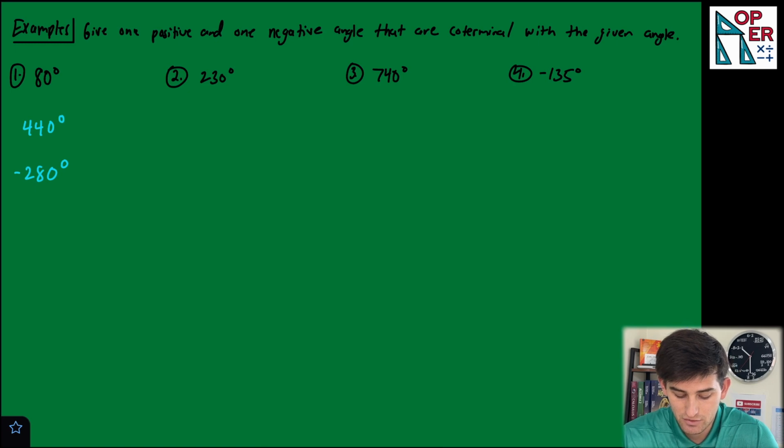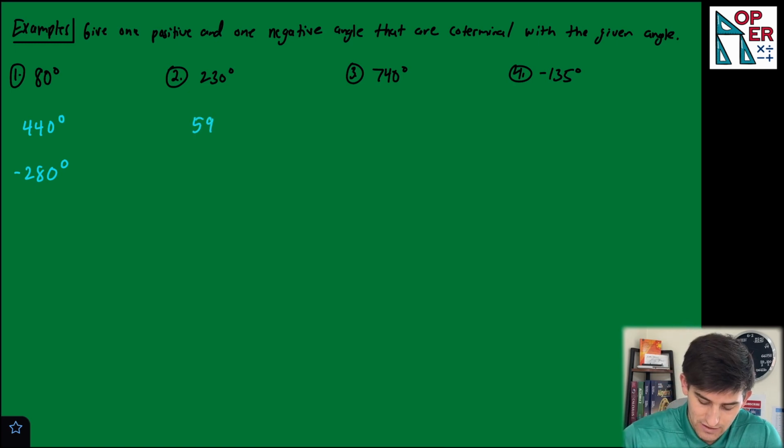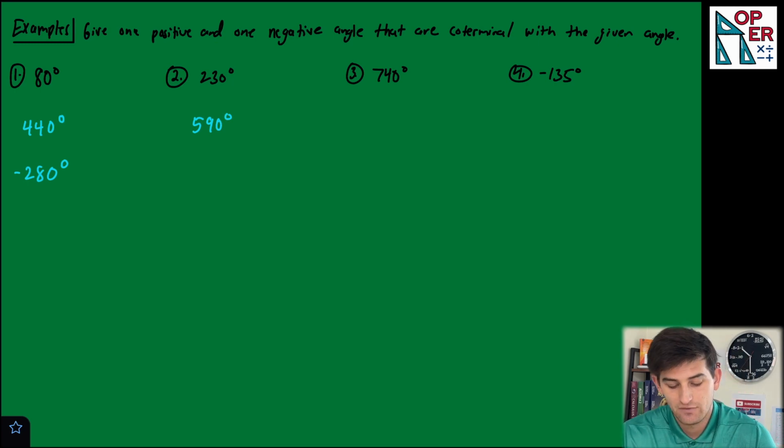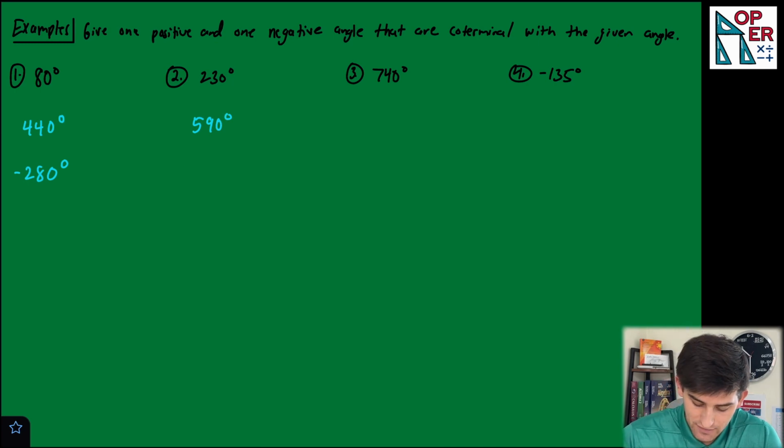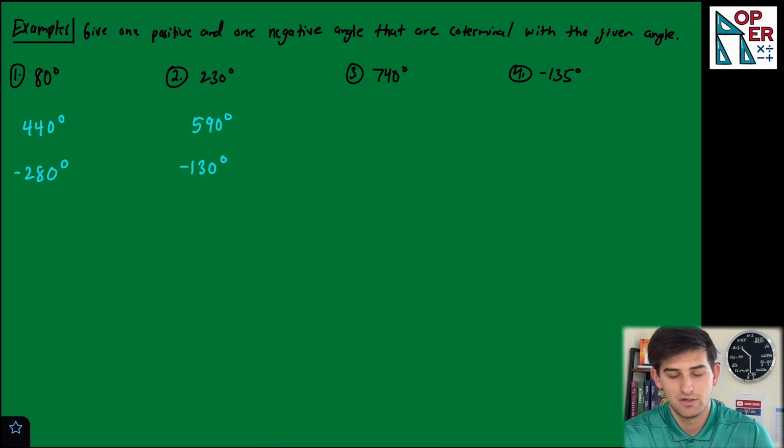All right, number 2, we have 230 degrees. So if we add 360, we would be left with 590 degrees. And if we subtracted 360, we would have negative 130 degrees. So there's our two coterminal angles with 230. Not our only two, but two examples, sample answers, if you will, one positive and one negative.